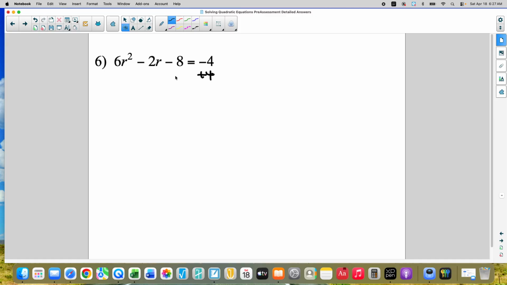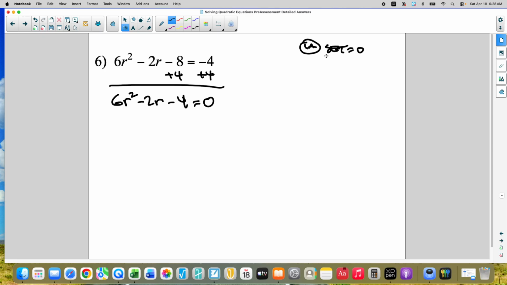Set equal to 0. 6r squared minus 2r minus 4 equals 0. There is a common factor. So set equal to 0. Standard form. There is a common factor of 2, leaving us with 3r squared minus r minus 2 equals 0.